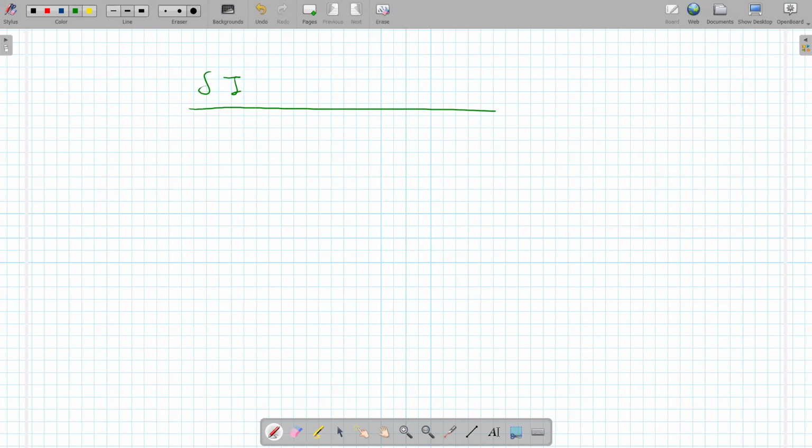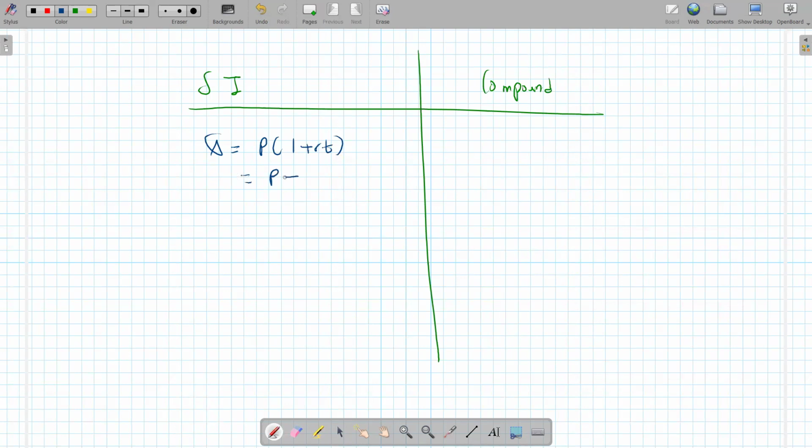So simple interest, and we're gonna contrast this with compound interest. The formula for the final amount is A equals P(1 plus RT). You can also write this as P plus PRT. R is the interest rate, P is the principal, T is the time. The interest here is simply this component. The interest is PRT. This is the interest per year.